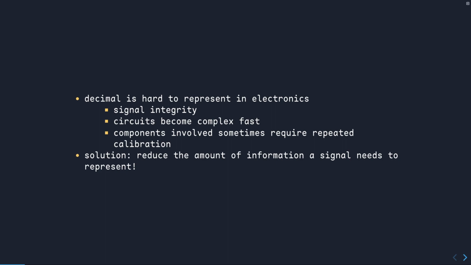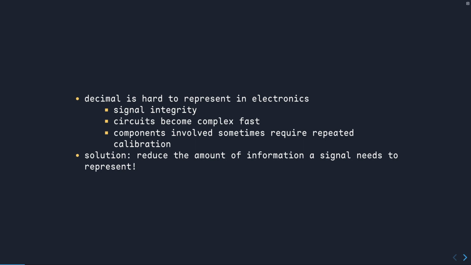There's one problem with decimal, and that is that it is very hard to represent in an electronic circuit, because if you were to use something like voltages or amps or something like that, you'll have to deal with things like signal integrity, and you also need components that are very complicated and are also very expensive. So all in all, it's not a practical way to represent numbers in electronics.